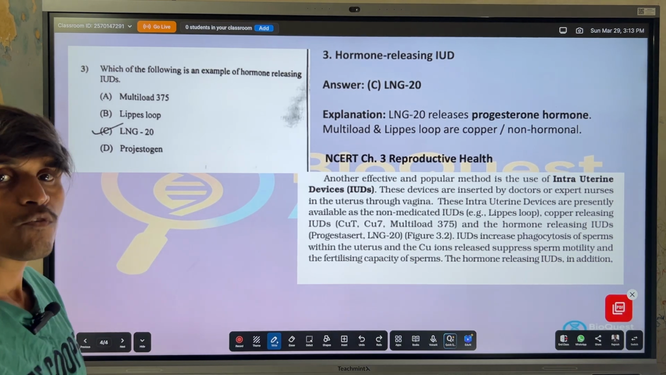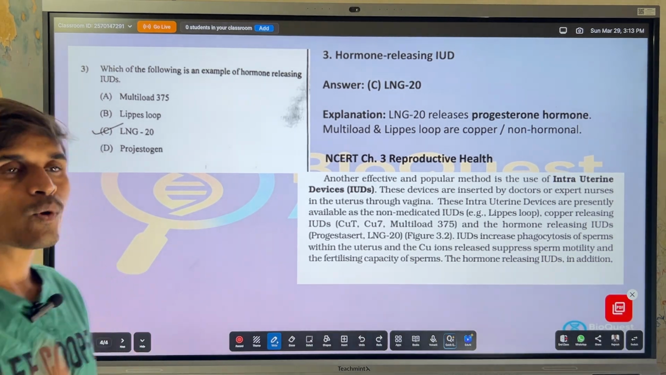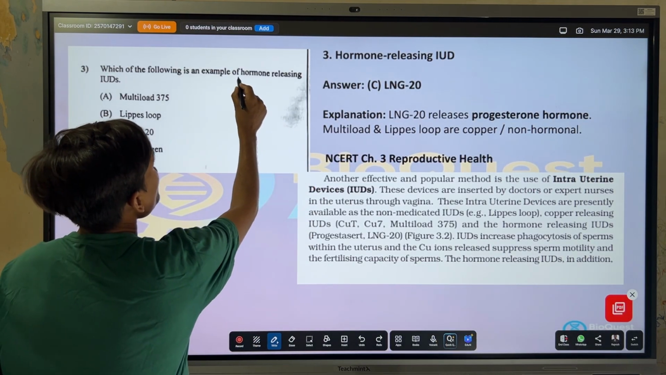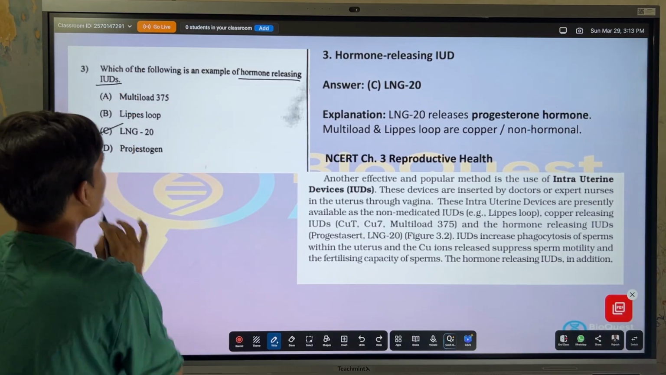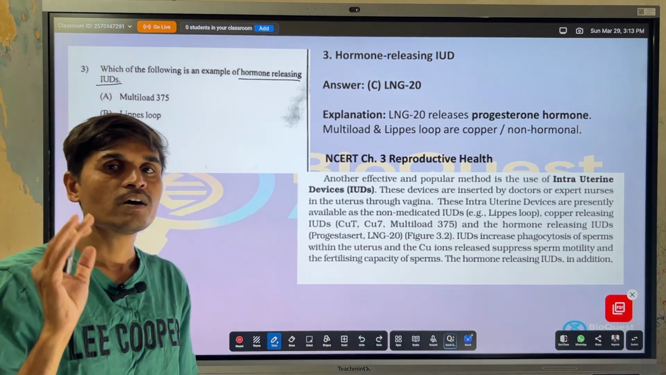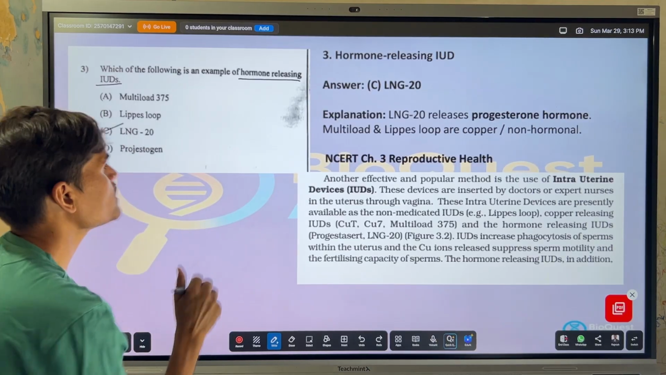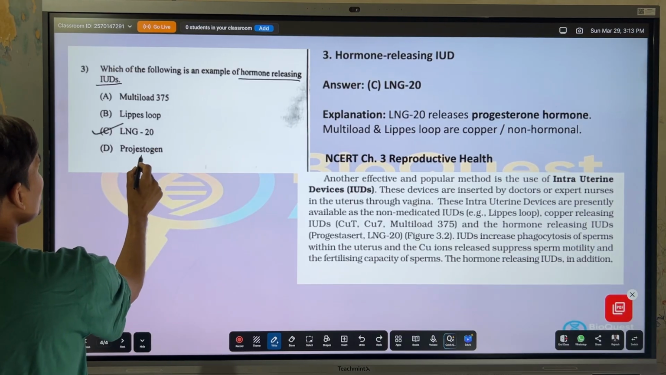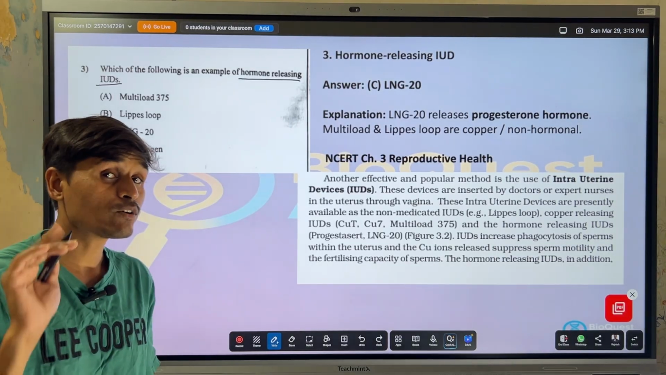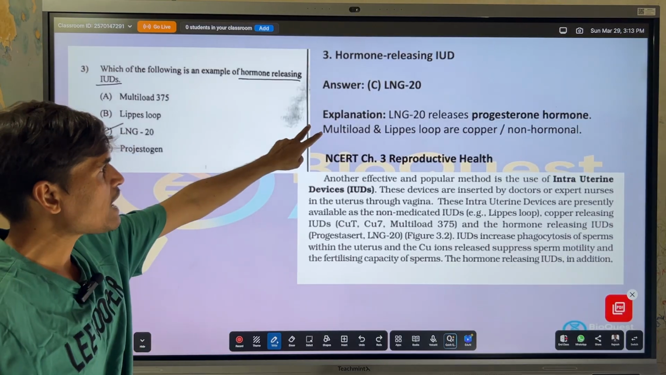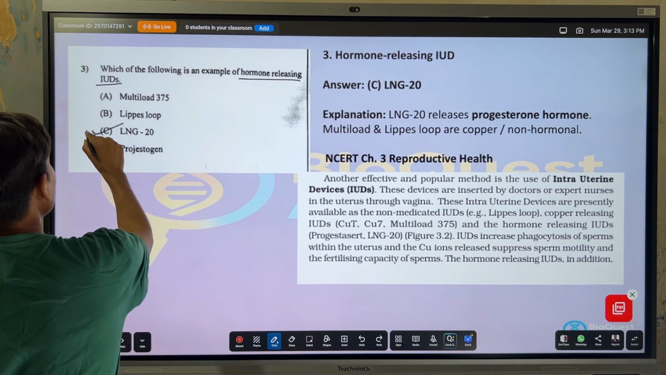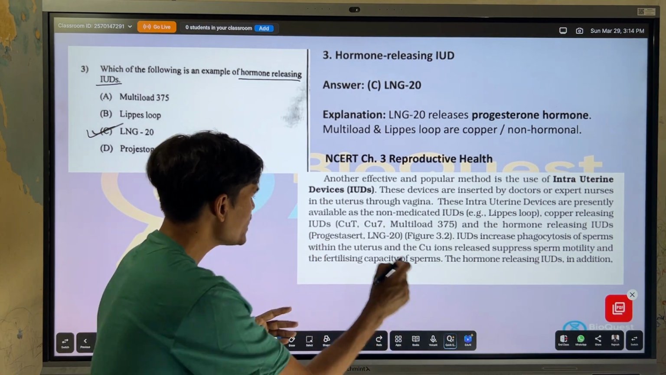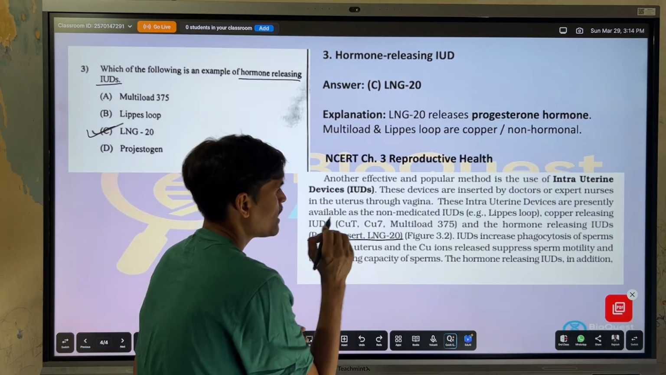Question number 4. Read the question. What do you see? Which of the following is an example of hormone releasing IUDs? You need to answer hormone releasing IUDs. 4 options are here: Multiload 375, Lippes loop, LNG-20, progestogen. You have to choose one. Now, what is the answer? The answer is LNG-20. This is your answer, LNG-20, from the textbook. From there you can understand.